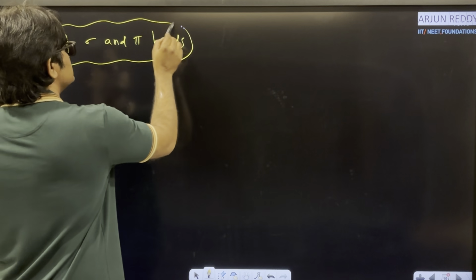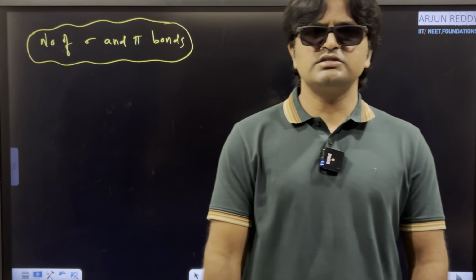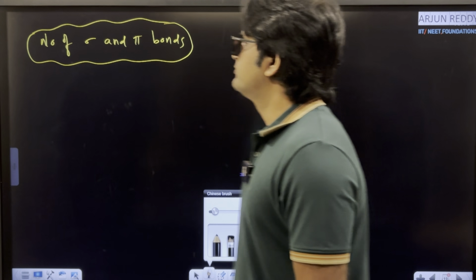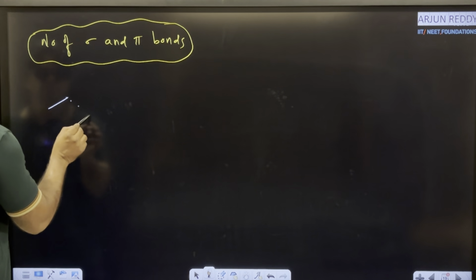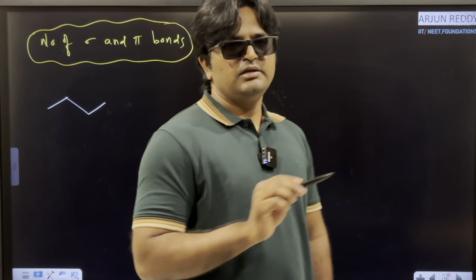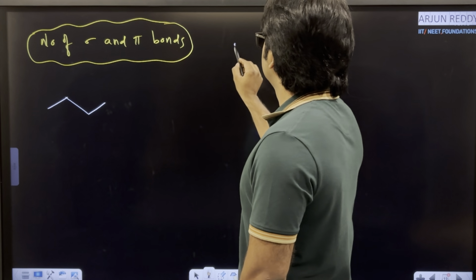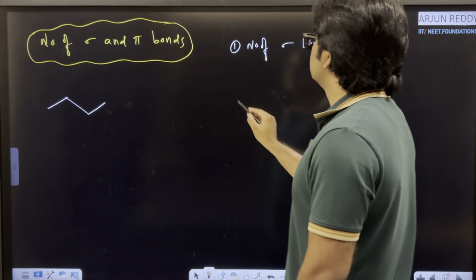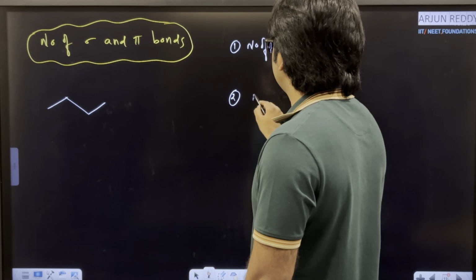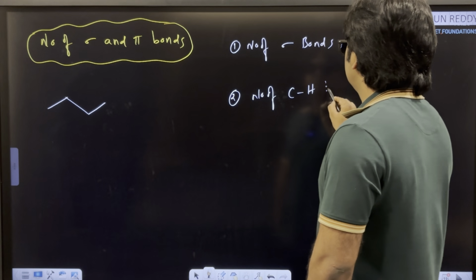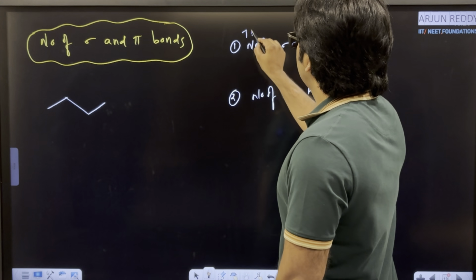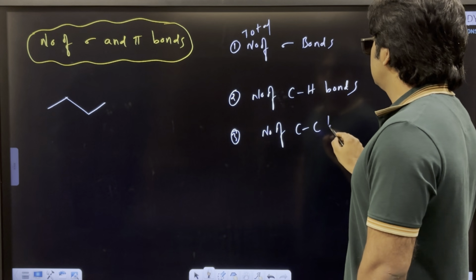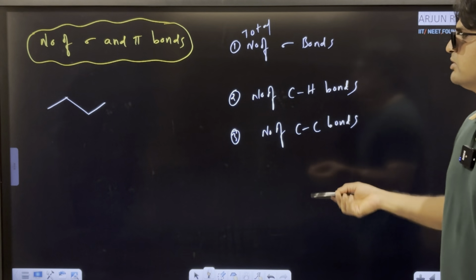Calculation of number of sigma and pi bonds is very simple. Just on the basis of carbon valency, we can calculate number of sigma and pi bonds. First, I am going to take a simple example like this. What type of questions are they asking? First, number of sigma bonds. Next, number of pi bonds, or number of CH bonds. Here total number of sigma bonds. Third, number of CC bonds. How many CC bonds are there?